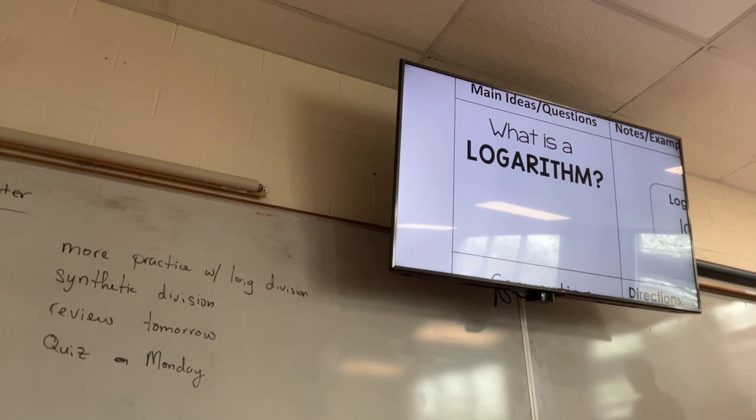So if you have log, just write these down. Log base, this little subscript, that's called base. Log base A of A to the x equals x. Okay?